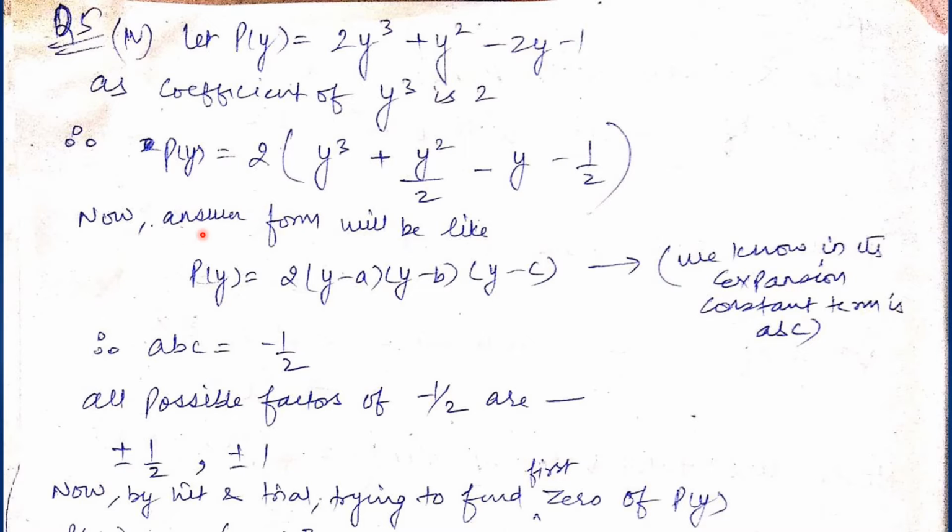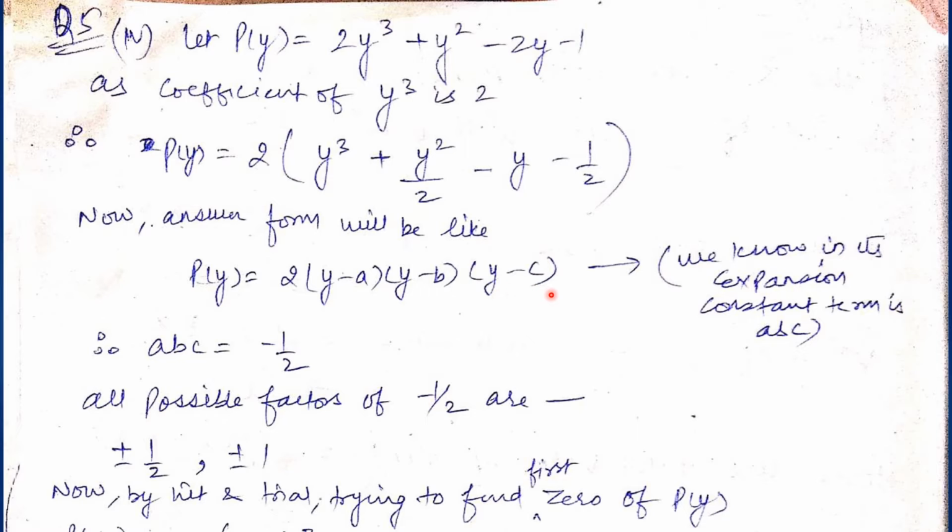Now we know, as it is a cubic equation, the answer will look like p(y) is equal to 2(y minus a)(y minus b)(y minus c). If you want, you can write like this also. The answer will look like 2(y plus a)(y plus b)(y plus c). Nothing will change. Okay, that is also okay.